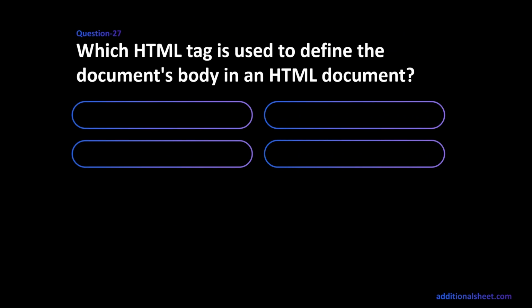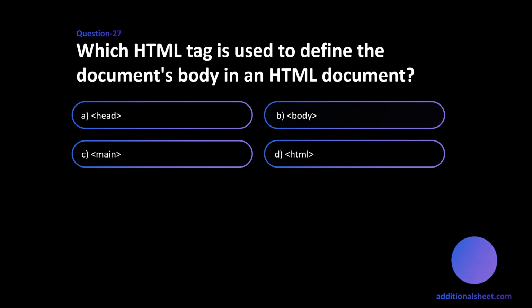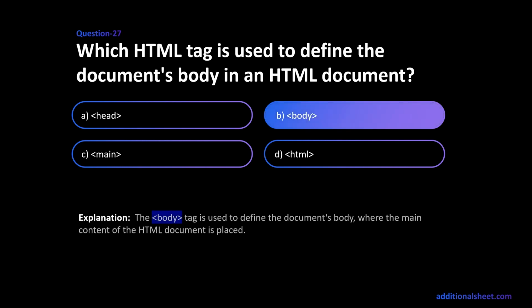Q27. Which HTML tag is used to define the document's body in an HTML document? Options are: A. Head, B. Body, C. Main, D. HTML. The correct answer is option B. The body tag is used to define the document's body, where the main content of the HTML document is placed.